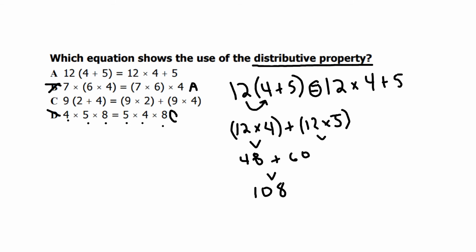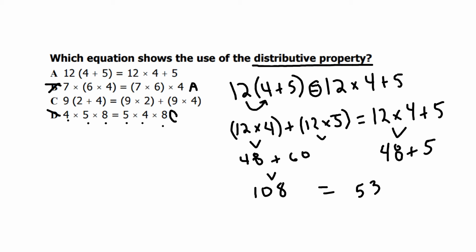Now, let's look at the other side of the number sentence over here. It says 12 times 4 plus 5. And using the order of operations, which we'll learn next week, we know that we need to do the multiplication first. So 12 times 4 is 48, and then we need to copy the rest of the problem down. So 48 plus 5 is 53.